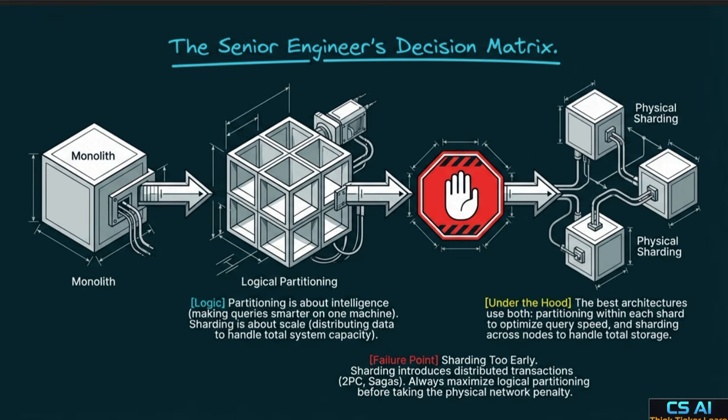The critical failure point to avoid is sharding too early. Sharding introduces distributed transactions. The advice is always maximize logical partitioning before taking the physical network penalty, ensuring you get the most out of a single machine before incurring the complexity and cost of a distributed system.